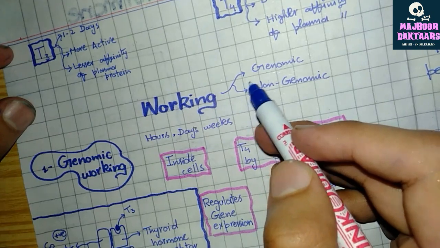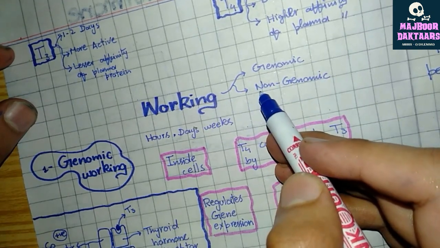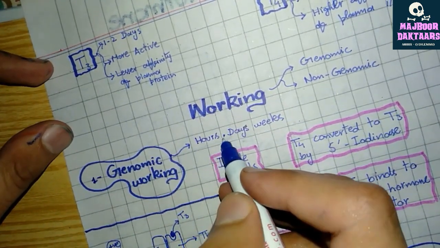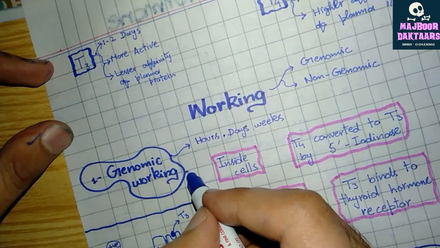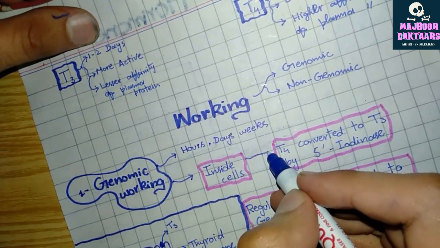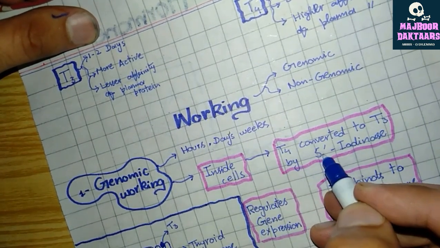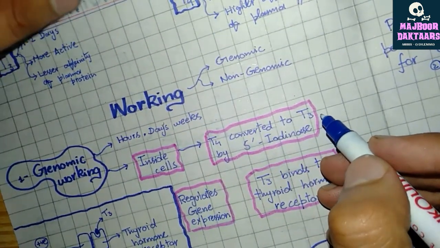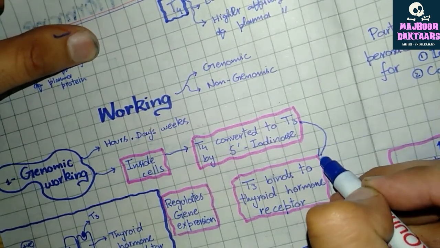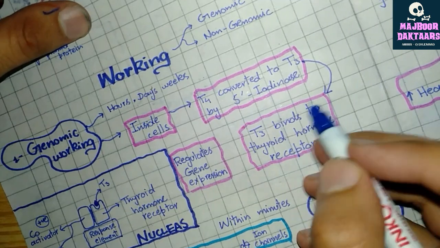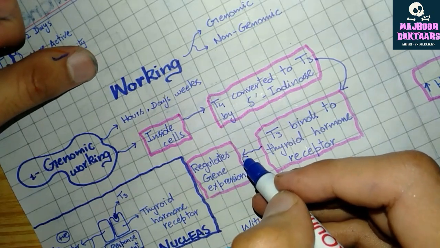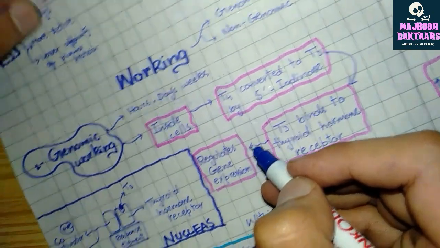Now the working of the thyroid hormone. Two types of working are observed in thyroid hormone, that is genomic working and non-genomic working. Now genomic working lasts for hours, days and weeks. The working occurs as inside the cell, the T3, T4 move inside the cell, and where T4 is converted to T3 by 5' deiodinase, because T3 is more active than T4. Now this T3 binds to the thyroid hormone receptor inside the nucleus, where it regulates the gene expression, causes transcription, translation, and finally the protein synthesis.